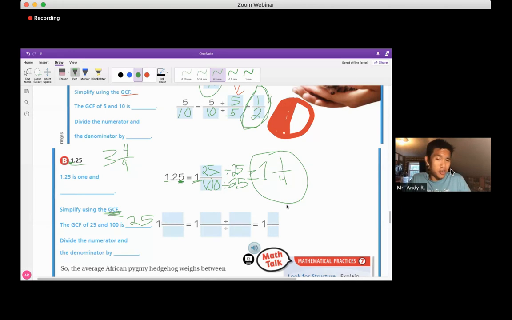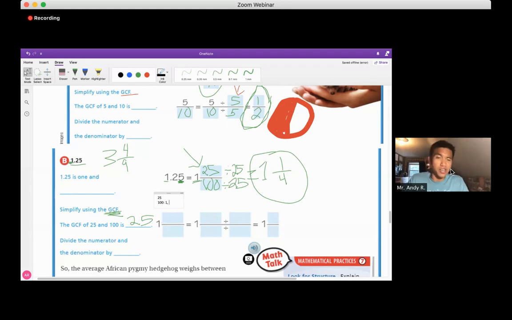Yes, let me talk about how I got 25. So when we had to simplify this, find a common number to divide 25 and 100, you can make a list of all the numbers, all the factors of 25 and 100.